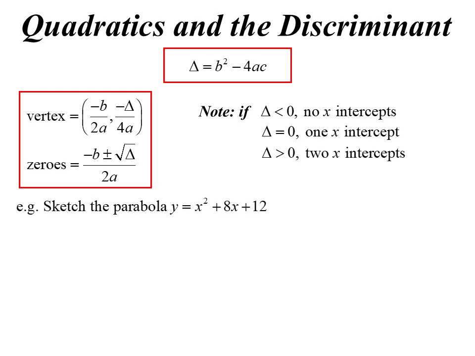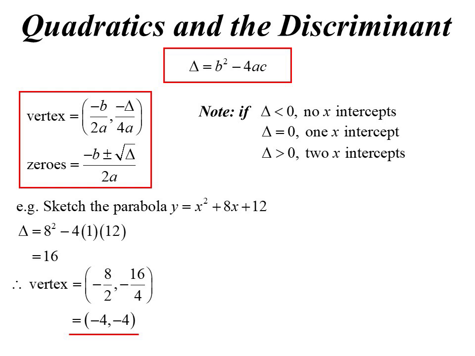Same example again. Sketch that parabola. How would I use this idea? The discriminant I can work out. It's 16. Therefore my vertex is minus b on 2a, so minus 8 on 2, minus the discriminant on 4a, so minus 16 on 4, negative 4, negative 4. Where it becomes really, really useful, that idea, is if the question is something like this. Find the maximum value of this quadratic. Now I don't have to worry about finding the axis of symmetry and then substituting in to get the y value. I can just go, okay, I know the maximum value will be minus the discriminant on 4a. And I can get it without having to worry about finding the x value that it happens.